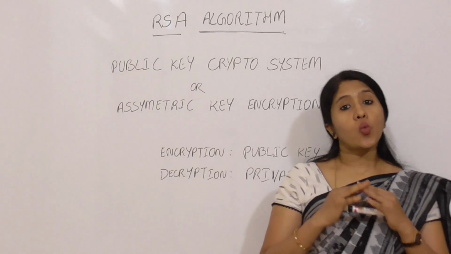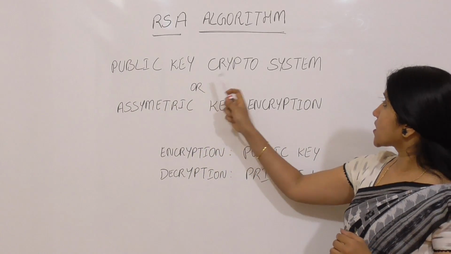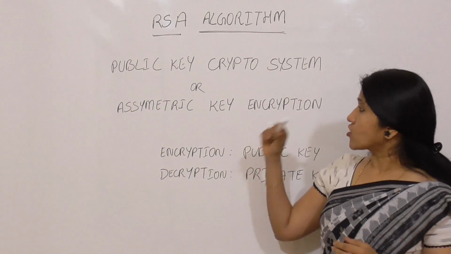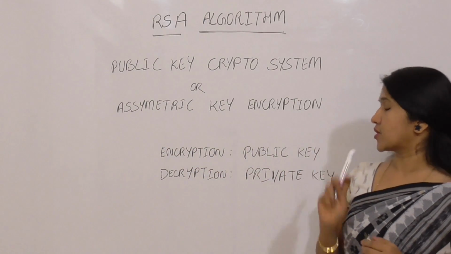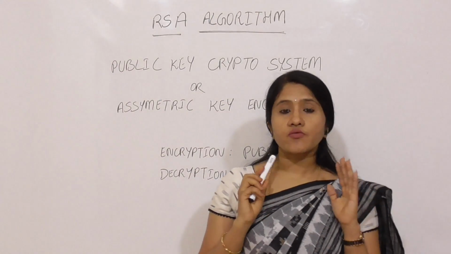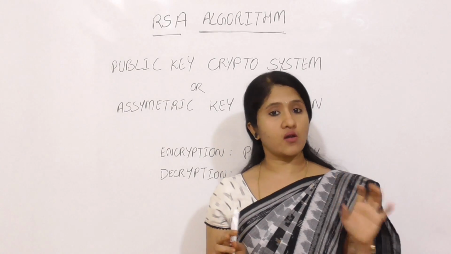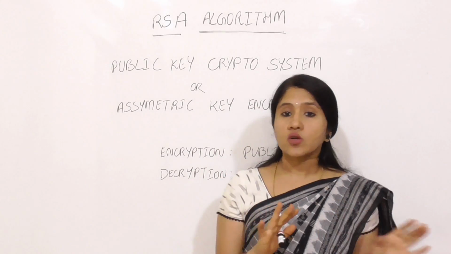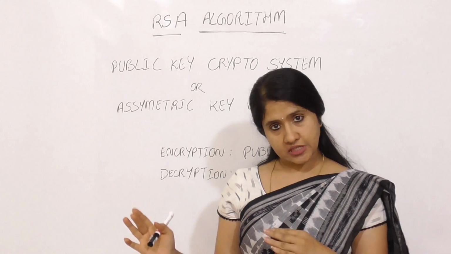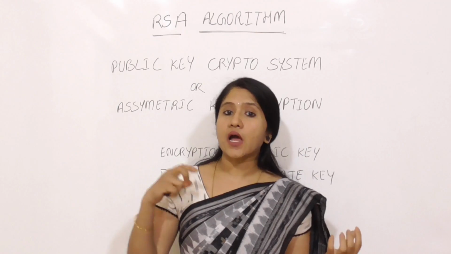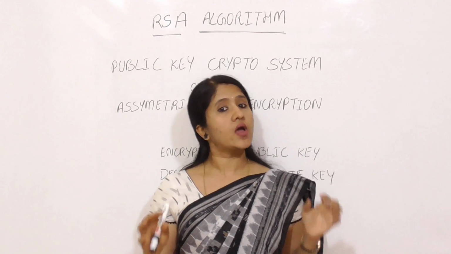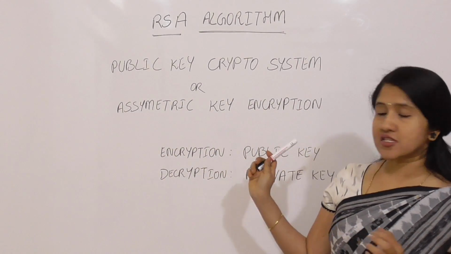RSA is a widely used public key crypto system. So what is a public key crypto system? It's also called asymmetric key encryption. It means we are using two different keys for encryption as well as decryption. We are not using the same key. Encryption will be done using one key and sent across the network, and the receiver will decrypt it using a different key, not the same as the key used for encryption. That's why it is called asymmetric key.